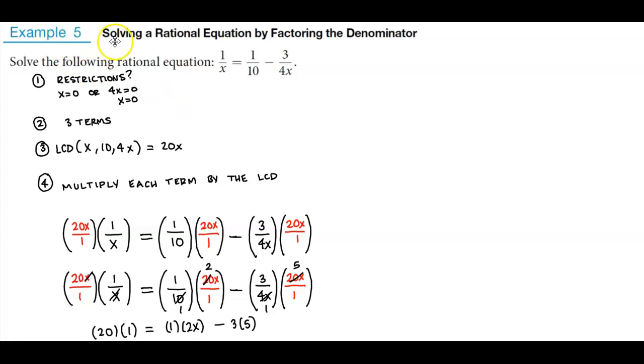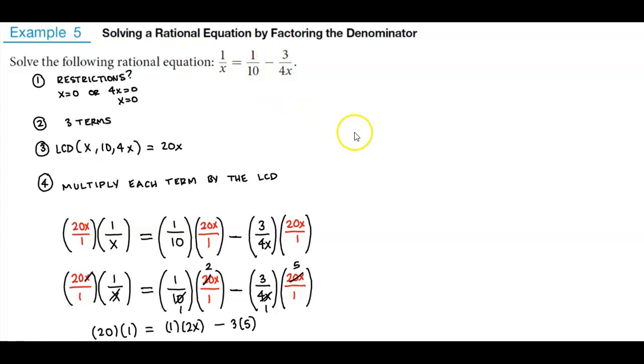Okay, in example number 5, we want to solve a rational equation by factoring the denominator. Solve the following rational equation: 1 over x is equal to 1 over 10 minus 3 over 4x. Now, when we look at the denominator, we can break this down into prime factorization form.